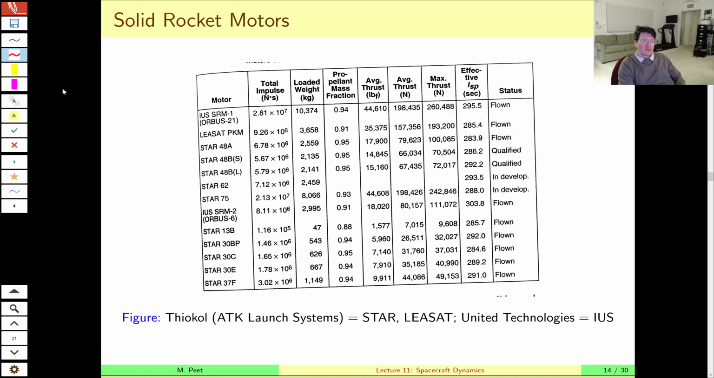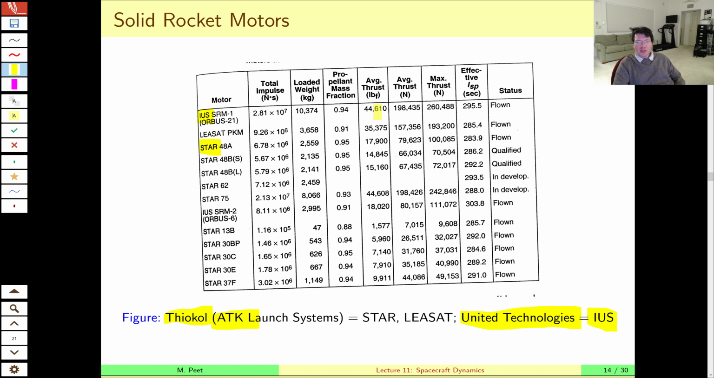Here's just a list of solid rockets as of, I think, 10, 15 years ago. The IUS and STAR correspond to the company making them. That was Thiokol, Morton Thiokol back in the day, now ATK Launch Systems, I believe. IUS is United Technologies, which is of course still in existence. And so these are the rocket manufacturers. You just buy them sort of off the shelf. They have lots of variations you can see here, the various STAR rockets and the various IUS rockets. Well, I actually only see two here.